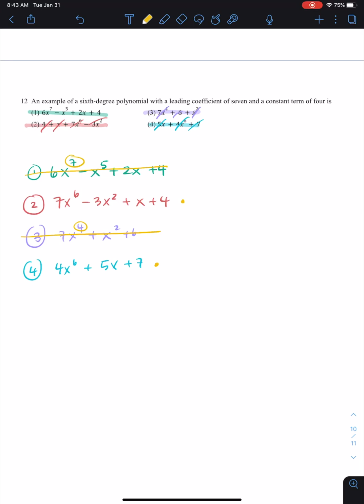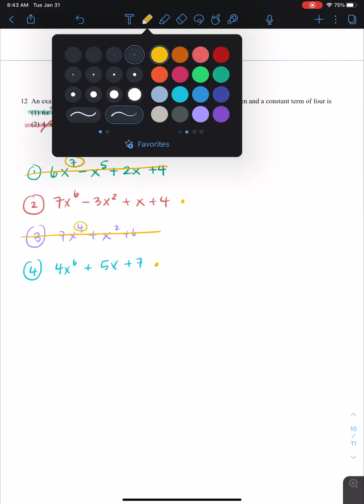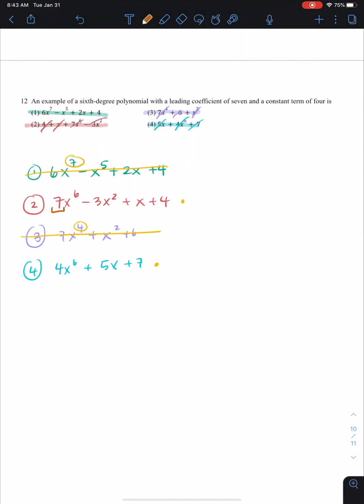So we now want a leading coefficient of 7. So the leading coefficient just means the number in front of the highest term. So our leading coefficient of 7 would be option 2. And in option 4, our leading coefficient would be 4.